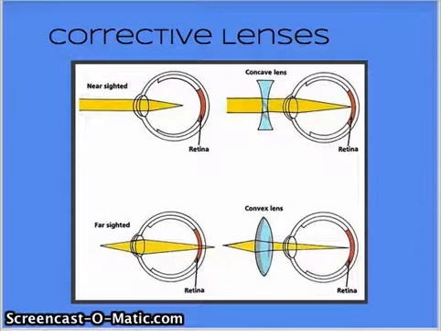This is just some more information on how corrective lenses work. When you are nearsighted, so you can't see far away, the light focuses in front of the retina, and the concave lens fixes that so that the light focuses on the retina. When you are farsighted, when you can't see close up, the light actually focuses behind the retina. A convex lens fixes that so as to focus it on the retina.